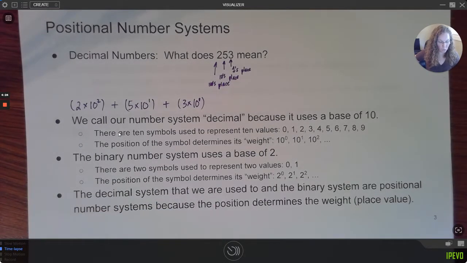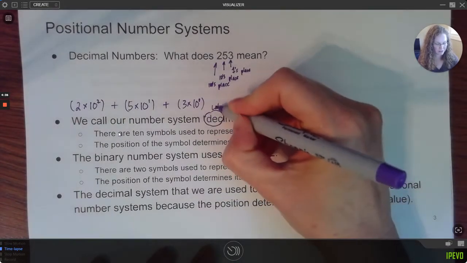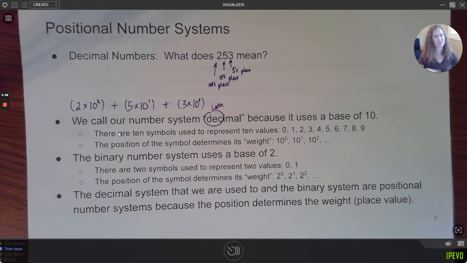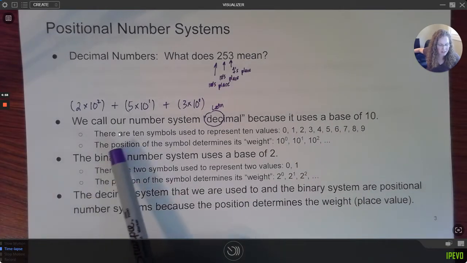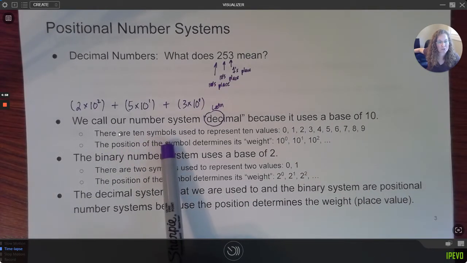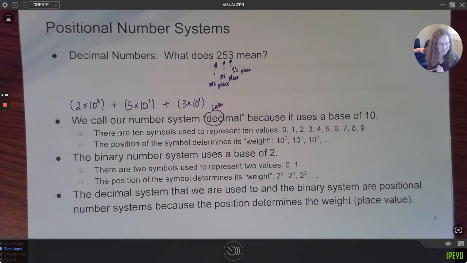We call our number system the decimal system because it uses base 10. This word comes from the Latin for 10. In the metric system, you see deca, and any prefix or root with a DEC in it has to do with the number 10. Because we have a base 10 number system, there are 10 different symbols that we use, 0 through 9. Notice that's 1, 2, 3, 4, 5, 6, 7, 8, 9, 10 symbols.